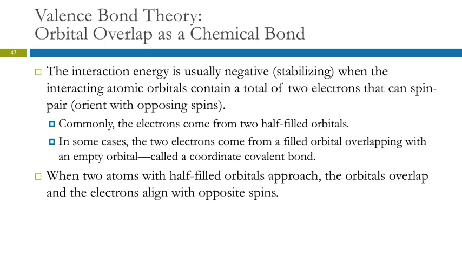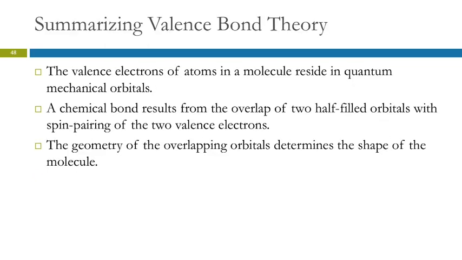So we've got 2 atoms with half-filled orbitals, and they're approaching each other. The orbitals overlap, and then the electrons align with opposite spins, and that's the valence bond theory. Orbital overlap. A summary slide: we've got valence electrons for the atoms. All the atoms in a molecule are in quantum mechanical orbitals. The bond results when we have 2 half-filled orbitals that overlap with spin pairing of the electrons. The geometry of the overlapping orbitals is what determines the shape of the molecule.